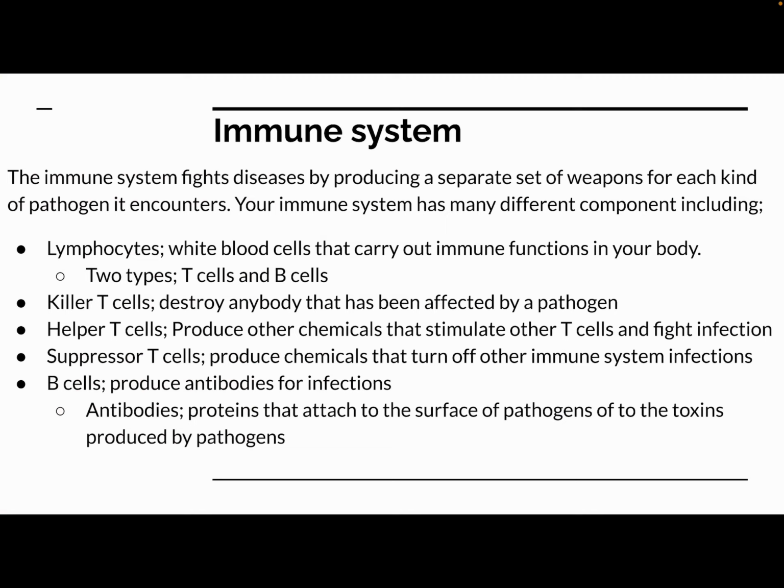Killer T cells destroy any cell that has been affected by a pathogen. Helper T cells produce a chemical that stimulates other T cells and fights infection. Suppressor T cells produce chemicals that turn off other immune system responses, and lastly, B cells produce antibodies for infections. Antibodies are proteins that attach to the surface of pathogens or to toxins.